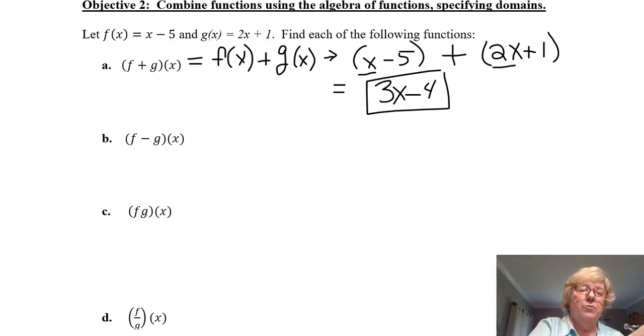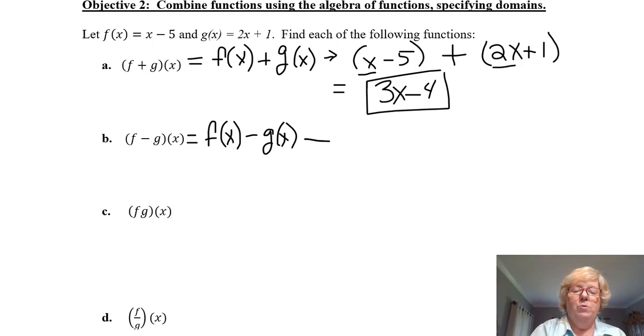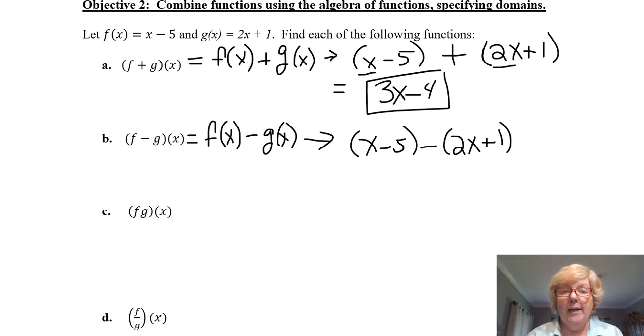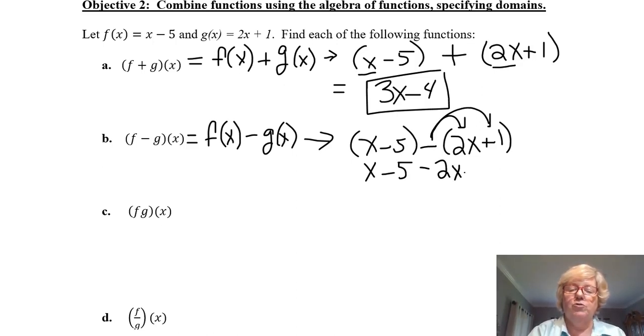Now, let's go through and do subtraction. A subtraction sign means you will take the f of x function terms and subtract the g of x. That will look like this: x minus 5 subtract 2x plus 1. The thing to watch out for when you do subtraction is that negative sign in the middle. That subtraction or negative sign will go with the terms behind it. So I really have x minus 5, subtract 2x, subtract 1. There's a little bit of a sign change.